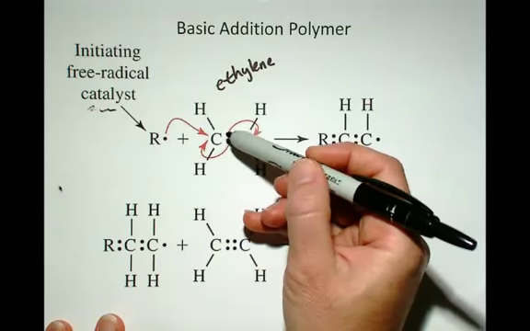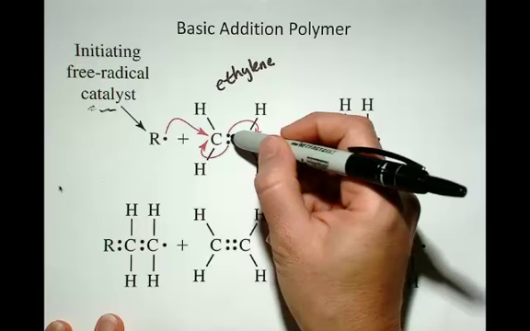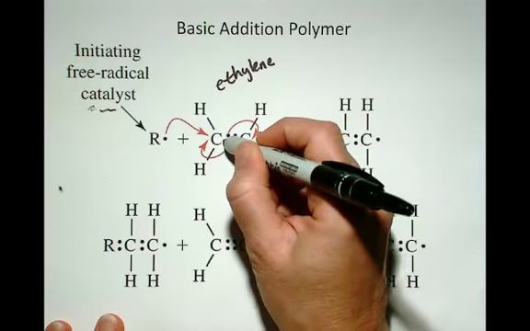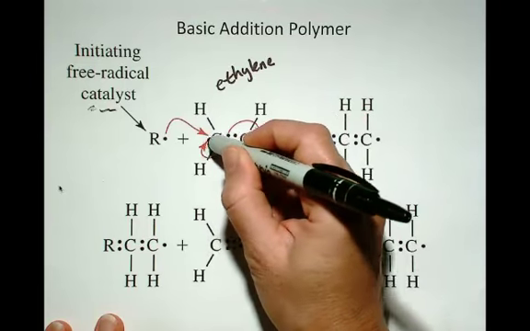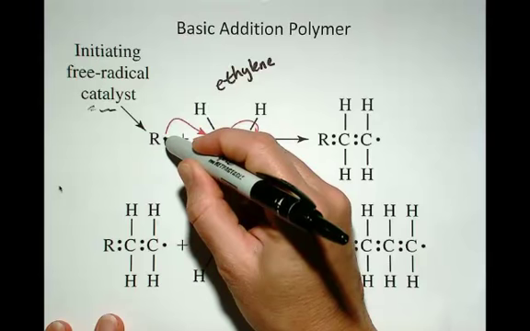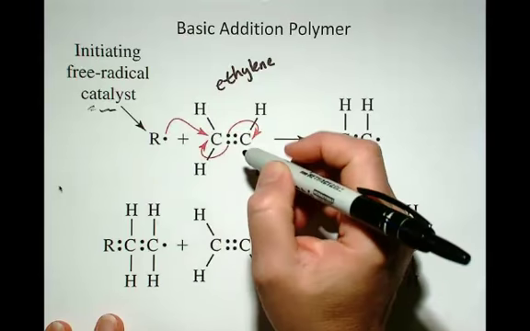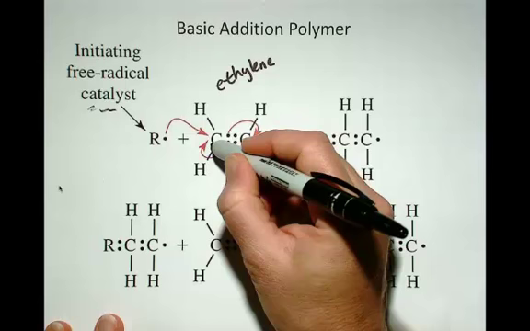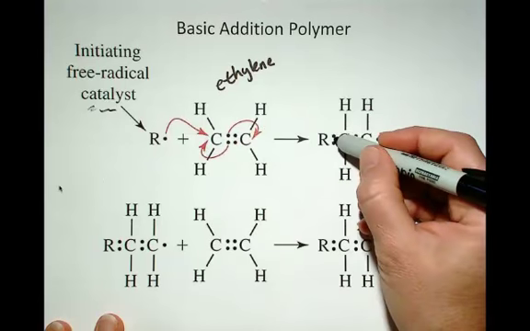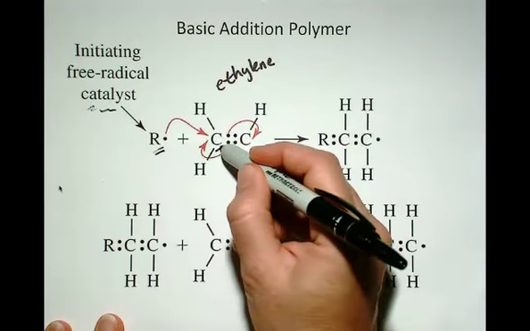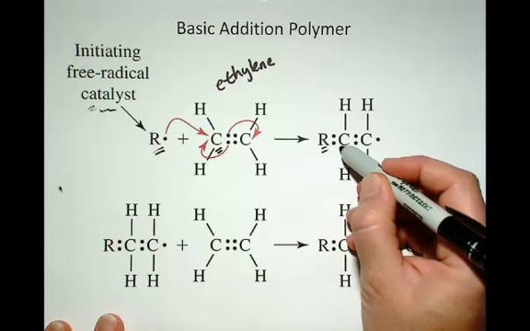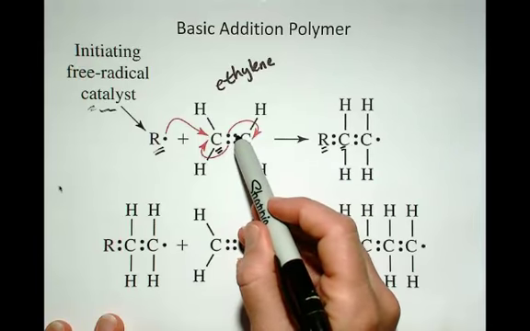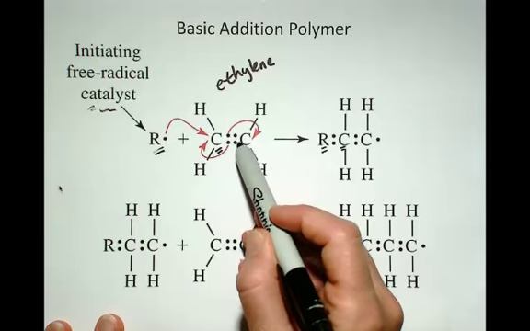And what happens when it does is this double bond here is broken, and one of the electrons in the double bond moves over here and forms a new bond. Remember, a pair of electrons is a bond, and each one of these dots is representing an electron, and forms a new bond right here between the initiator and this carbon. Well, that leaves just one electron and then a pair of electrons here.